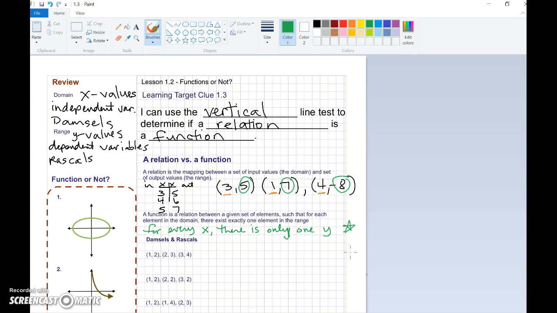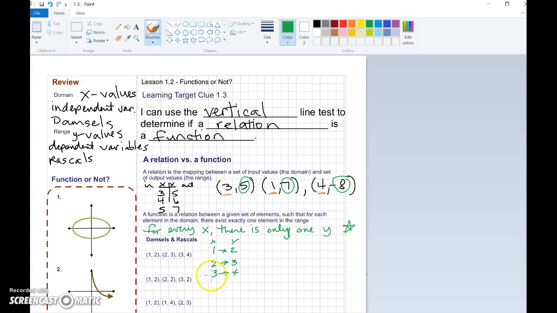Okay, so let's take a look at a few here. Here we have the damsels and the rascals. We have this relation of 1, 2, 2, 3, 3, 4. Now I can pair them up. So the 1 pairs with a 2, and the 2 pairs with a 3. So if these are my x's and these are my y's, the x value 1 has a 2, and the x value 2 has 3 as its y, and the 3 pairs with a 4.